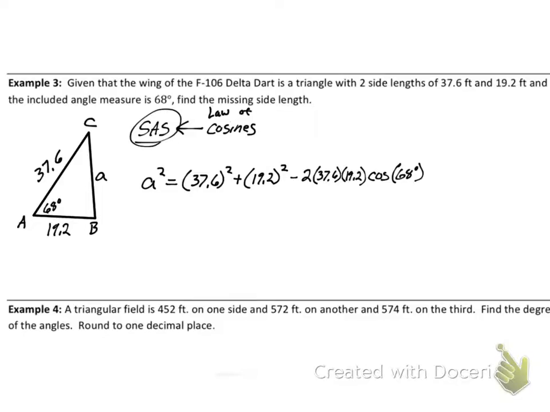If you plug this in your calculator correctly, you should come out with about, what'd you guys get? 1,241.5. Okay, yep, that's what I got. I would take the square root of both sides, and we come up with A is about 35.2. And we started with feet, so we're going to end with feet.